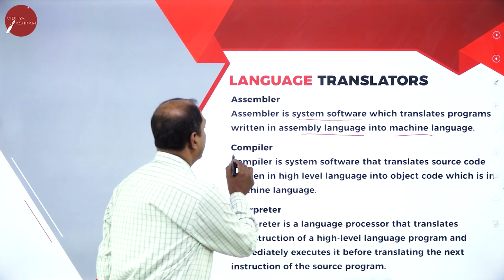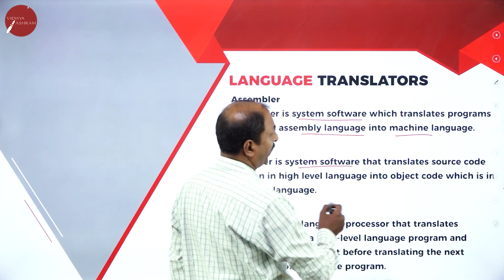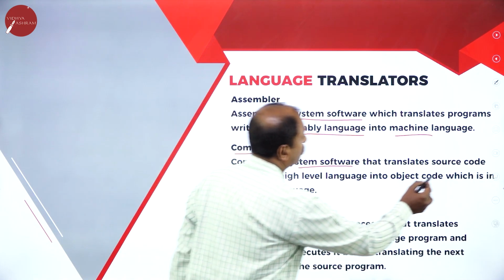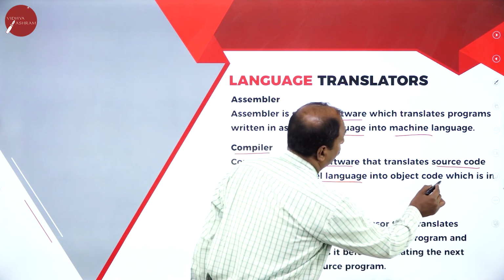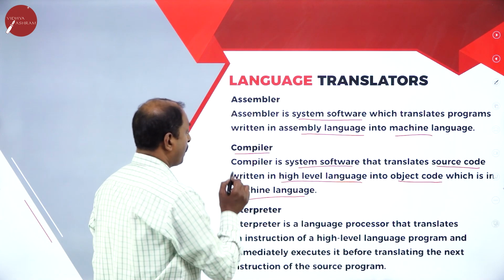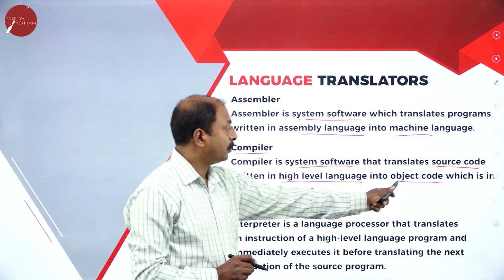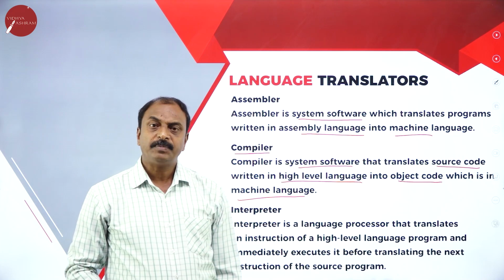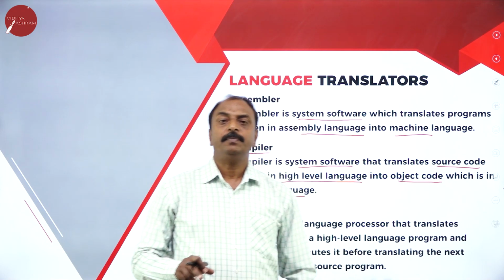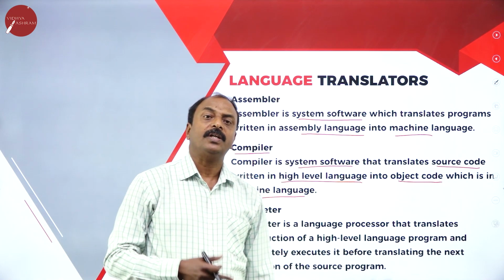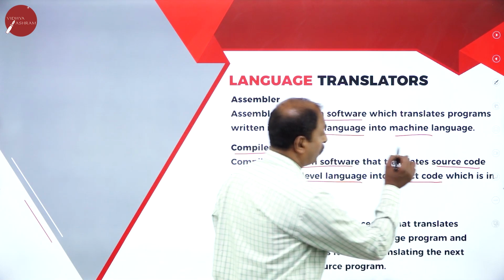Now let us see what compilers are. A compiler is a system software that translates the source code written in high level language into object code, which is machine level language. So here we are using two words, source code and object code. So what is a source code? The programs written in high level language are called source code, and they have to be translated into machine level language. After translation, we get a file or a code. Those files are called object code.